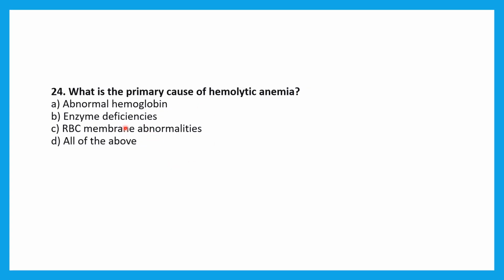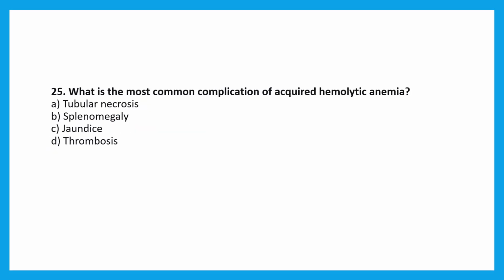And what are we saying therefore? We are saying all of the above is the best choice that we pick. So it's the primary cause of hemolytic anemia. All these abnormal hemoglobin, enzyme deficiencies, RBC membrane abnormalities, all these four here are actually causes of hemolytic anemia, and they are intrinsic causes. There are also extrinsic causes, such as those for immune and also mechanical.